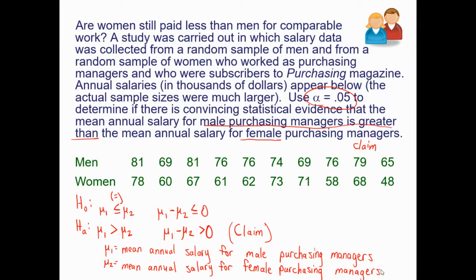If you've gotten the hypotheses set up, or while waiting for people to finish getting it written down, I want you to get your calculator and put the men in L1, women in L2. If you're done writing, men in L1, women in L2. That way, when we get to that part, we can just boom, boom, get through.